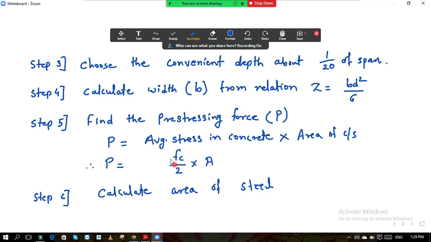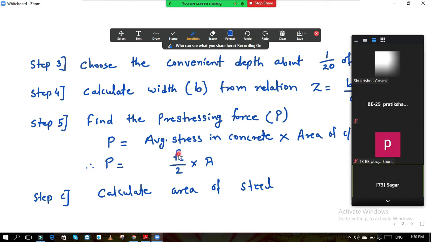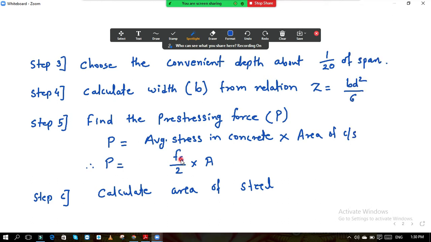So why is it Fc by 2? Because it is average stress. Stress is considered from 0 to Fc, whatever may be the value of Fc. Generally for concrete, this safe stress is 14 Newton per mm square, and for steel, the stress is 1200 to 1500 Newton per mm square. Okay. Now calculate the area of steel.